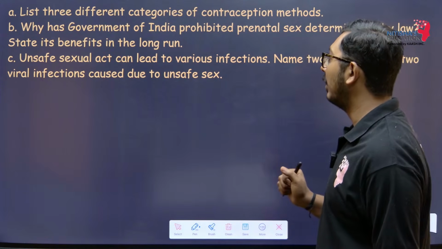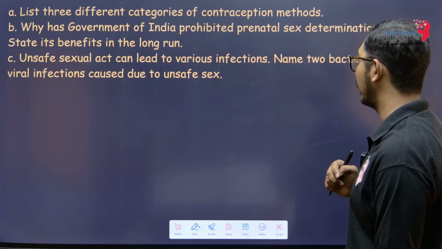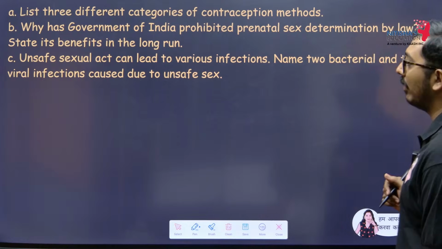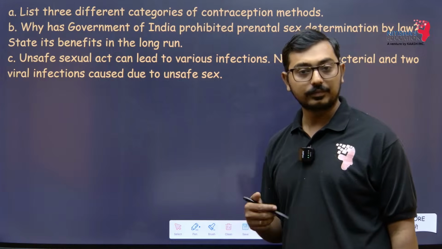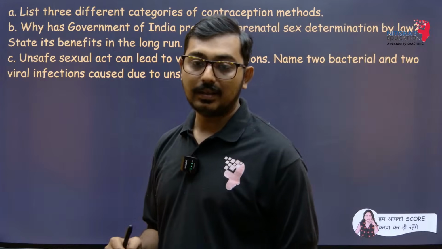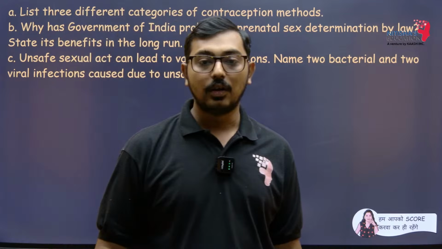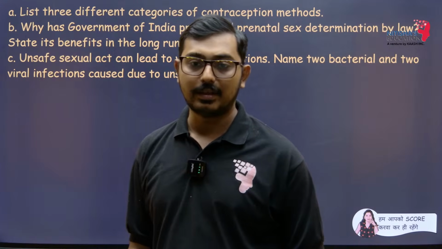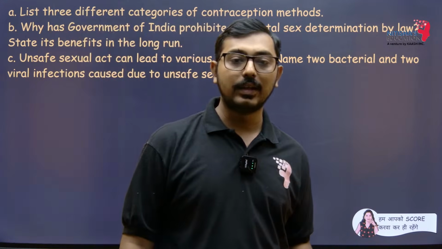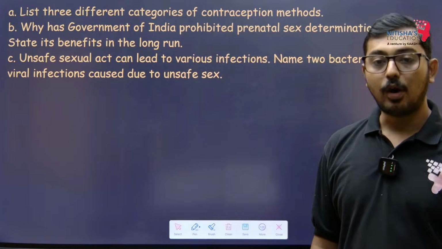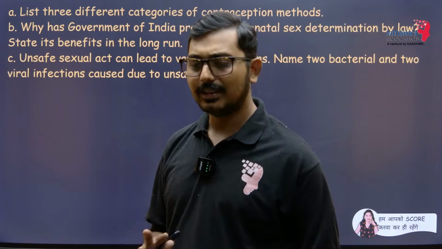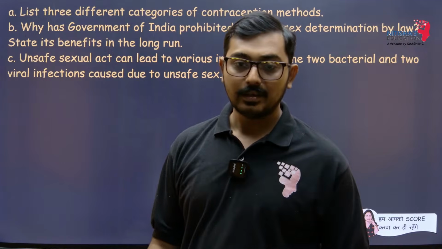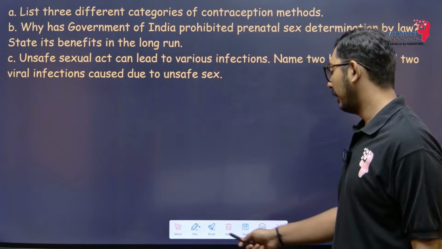Unsafe sexual acts can lead to various infections. Name two bacterial and two viral infections caused due to unsafe sex. For bacterial diseases, you can consider gonorrhea and syphilis. And for viral, you can consider warts and HIV/AIDS. These are the main diseases that are mainly caused to people by unsafe sex.